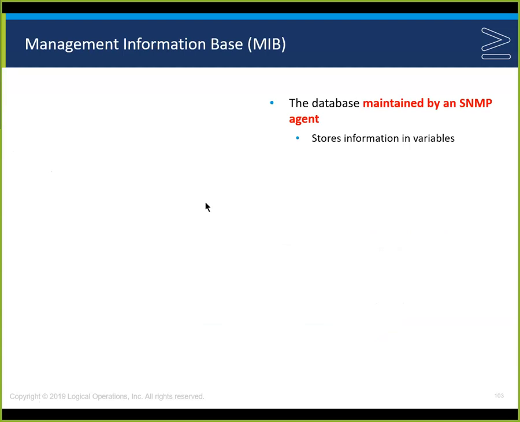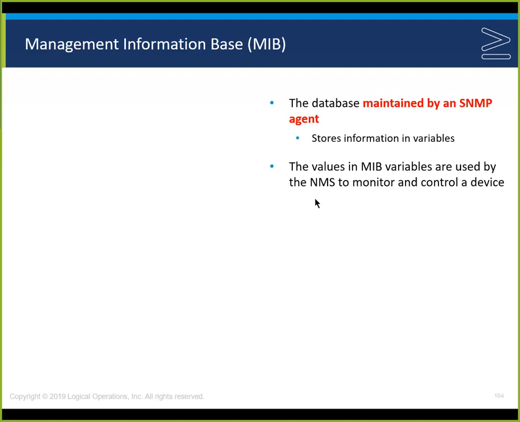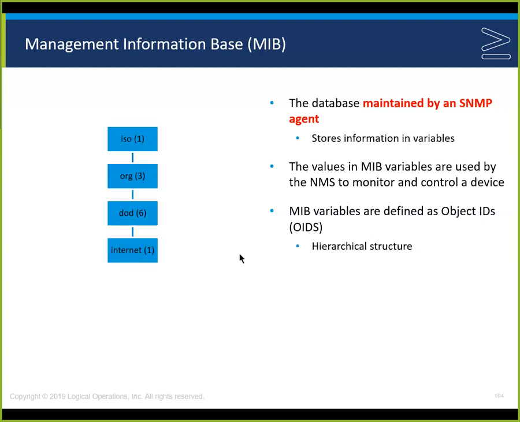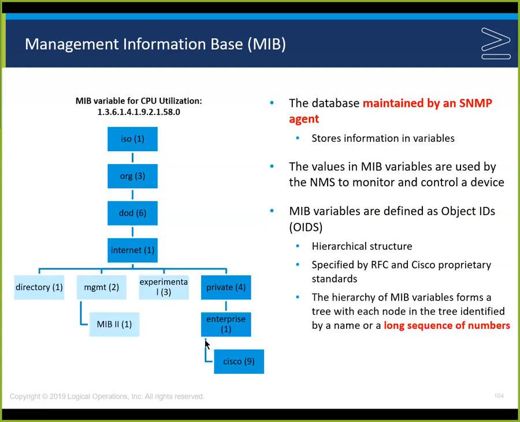The management information base, the database maintained by an SNMP agent, stores the information in variables when we do these things. The variables in the MIB are used by the network management system to monitor the control device. The MIB variables are defined by OIDs, object identifiers: resources, CPU utilization, memory utilization, bandwidth on a particular interface, the status of the interface, different things that can be configured on these things. It's a hierarchical structure. You saw what one looked like in the Wireshark when we did those things. A hierarchical structure specified by RFC and Cisco proprietary standards for the Cisco proprietary stuff.